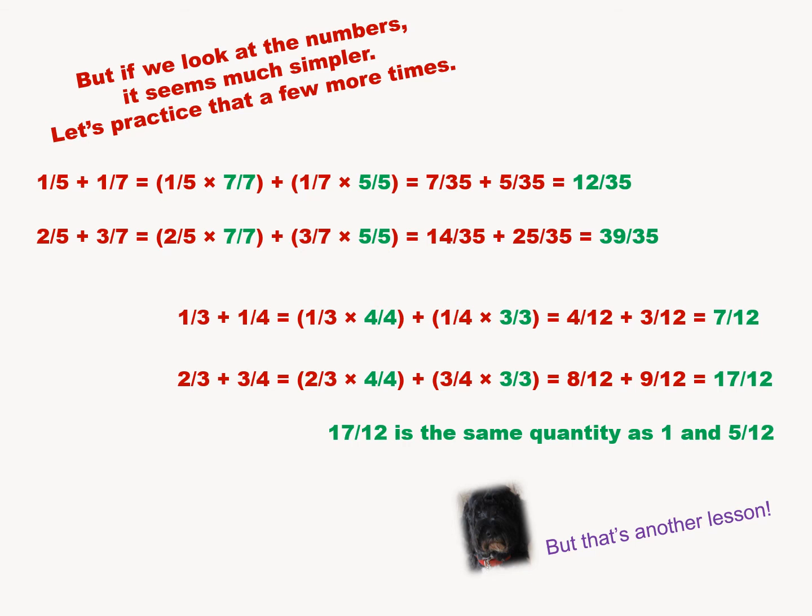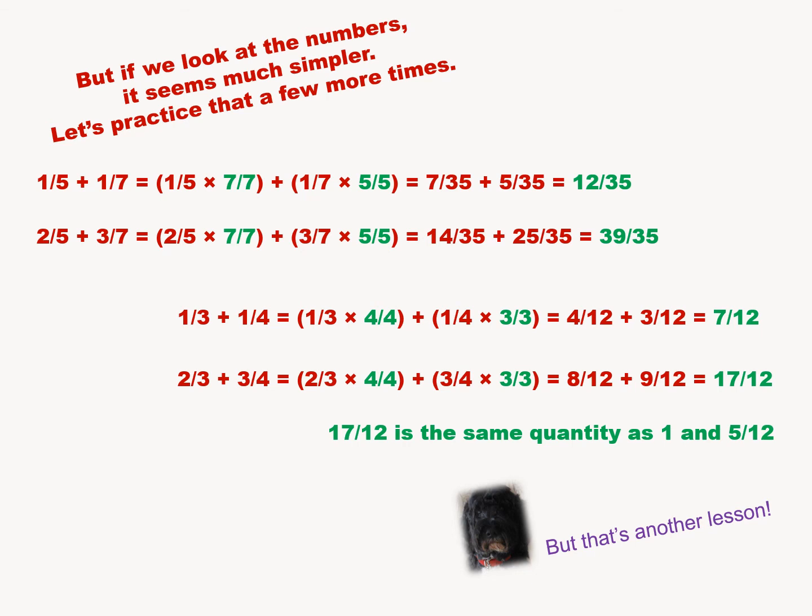But suppose we're adding 2/3 and 3/4. 2/3 times 4/4 yields the fraction 8/12. It's a fraction equivalent to 2/3, but with a denominator of 12. We're adding 3/4 times 3/3. 3/4 times 3/3 is 9/12. We add 8/12 and 9/12, and our result is 17/12. 17/12 is the same quantity as 1 and 5/12, but that's another lesson.